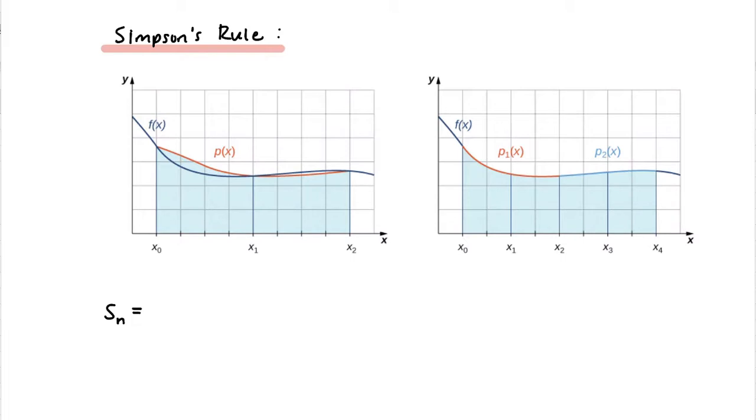So here is an example where we have 2 subintervals. The first picture is 2 subintervals. Okay, and our P of X here is determined by a parabola that goes through, uniquely determined by 3 points.